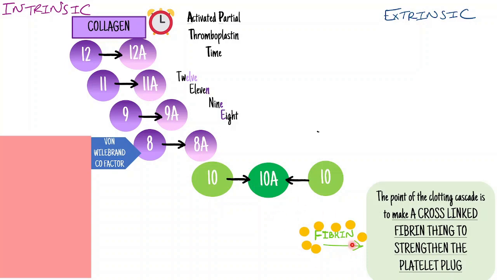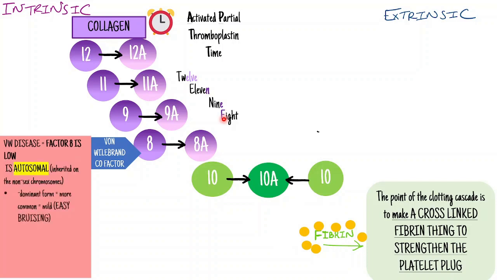Because essentially you're getting less fibrin being made, so your clot is weaker. Hopefully that makes sense. So factor 8 is now going to be low in von Willebrand disease. It's autosomal, so that's the inheritance pattern. So what does autosomal mean? Remember, there's your sex chromosomes in every cell, and the rest of your chromosomes are your normal chromosomes, and those are your autosomes.